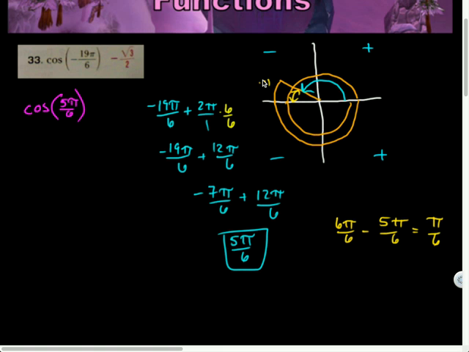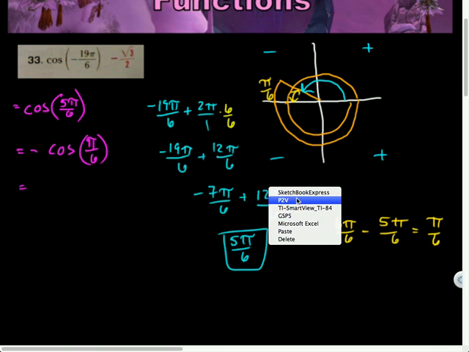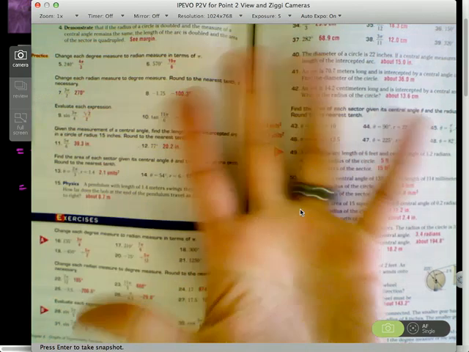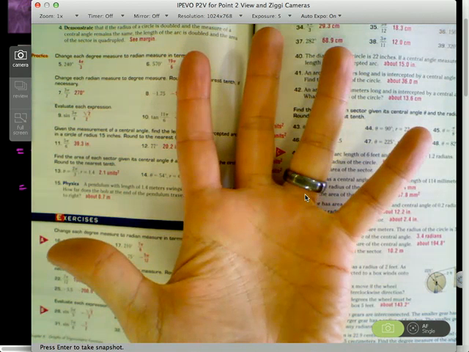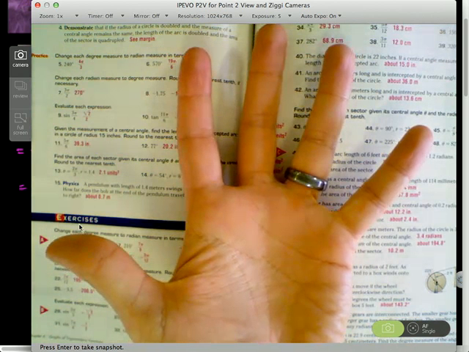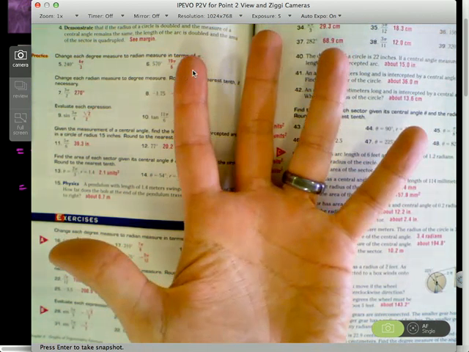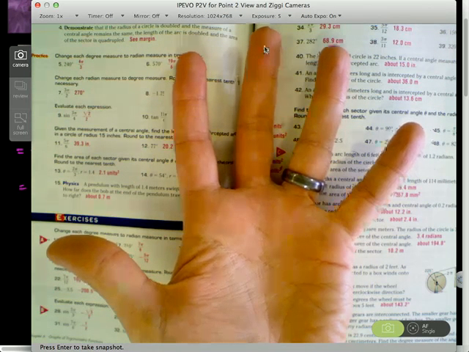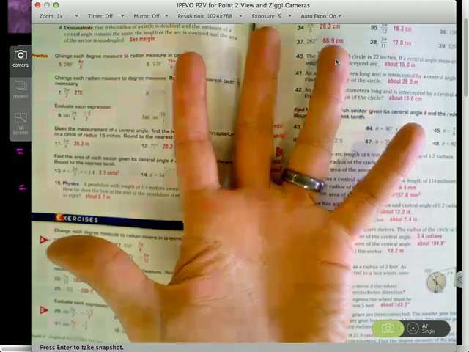All right? So there's my pi over 6. And as I said a moment ago, cosine is negative in that quadrant. So that's the same as negative cosine of pi over 6. Now, cosine of pi over 6, let me see if I can hand trick it. Actually, labeling my fingers, this would be 0. This would be pi over 6. This is pi over 4. This is pi over 3. And this is pi over 2.